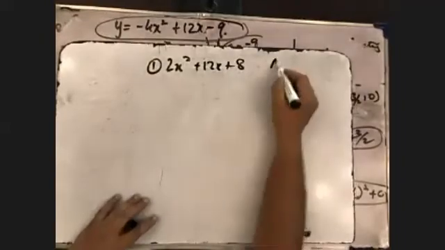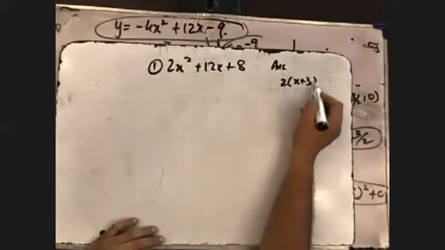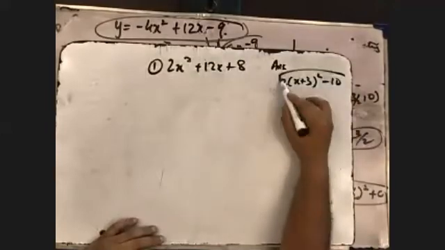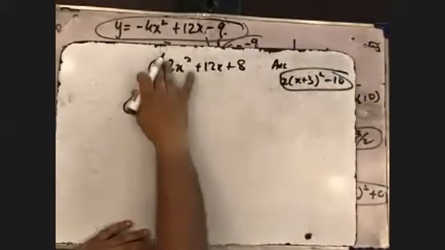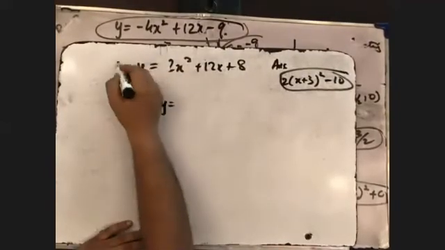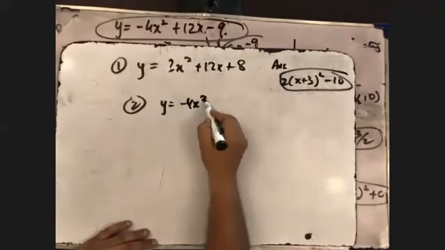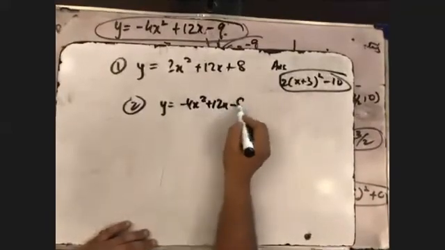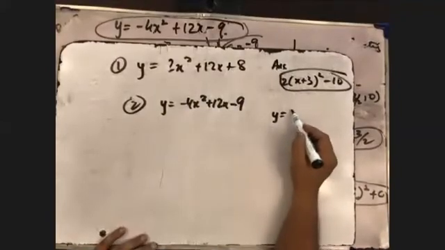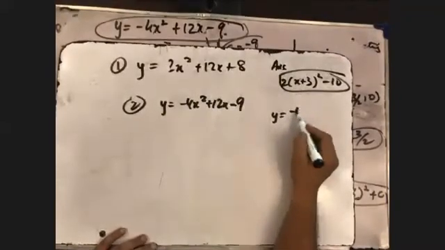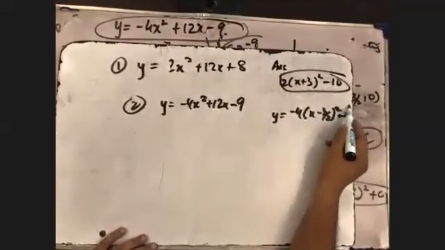The answer is 2 into (x plus 3) whole thing squared minus 10. Second one: y is equal to minus 4x squared plus 12x minus 9. The answer is y is equal to minus 4 into (x minus 3 over 2) whole thing squared plus 0.